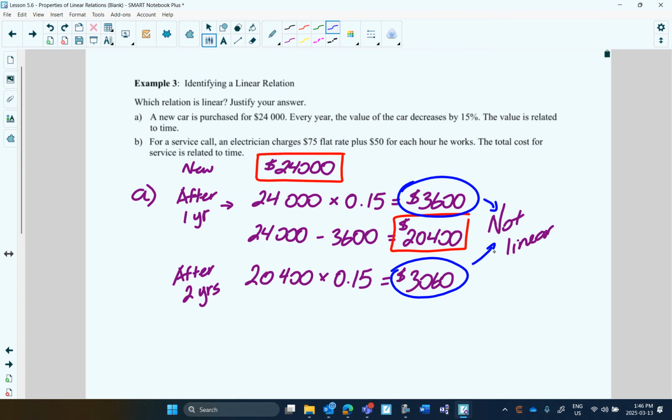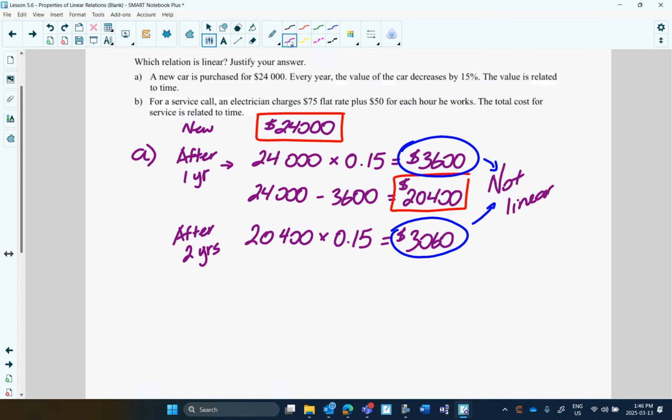And the last example we're going to look at for today is another relation that we're asked if it's linear. For a service call, an electrician charges $75 flat rate. So before they even do any work, you're charged $75 just for them coming out. And then when they get there, they're charging $50 an hour. So if they come and work for an hour, how much do you pay? 75 plus 50. Right, 125. 2 hours, you pay 75 plus 50 plus 50.